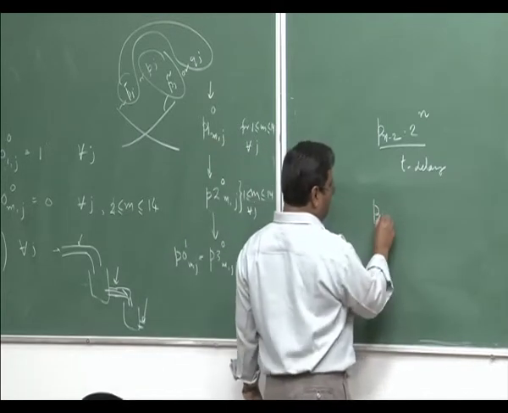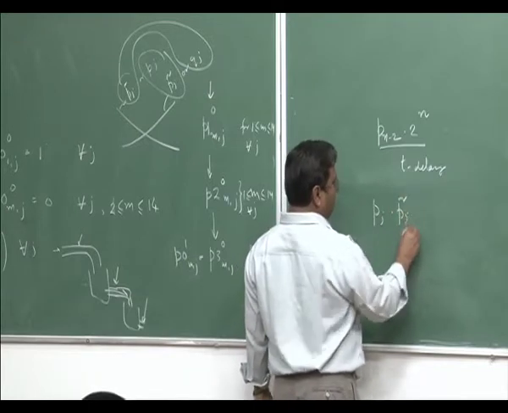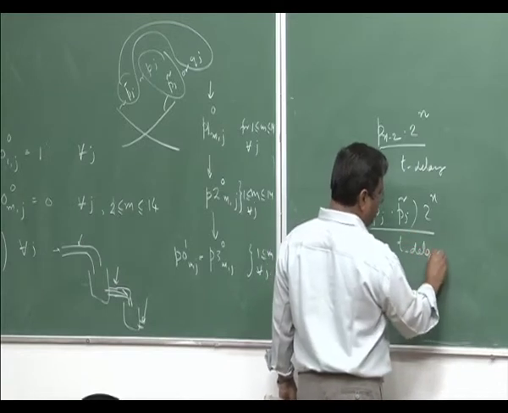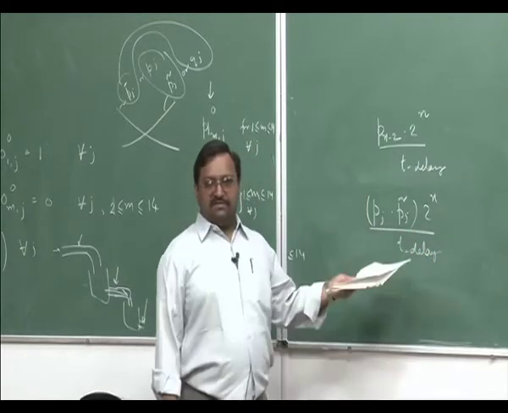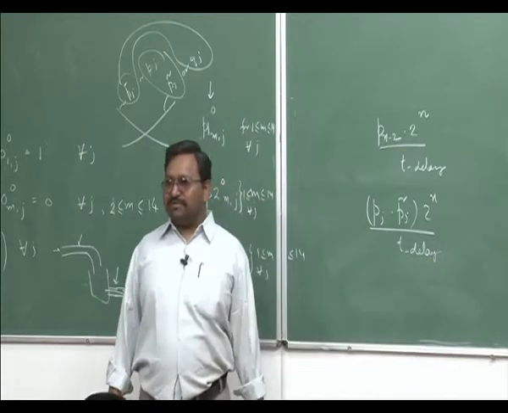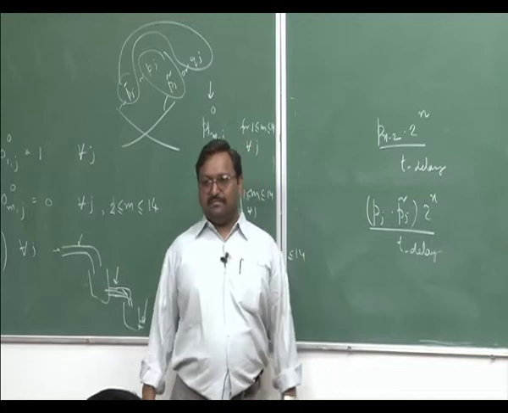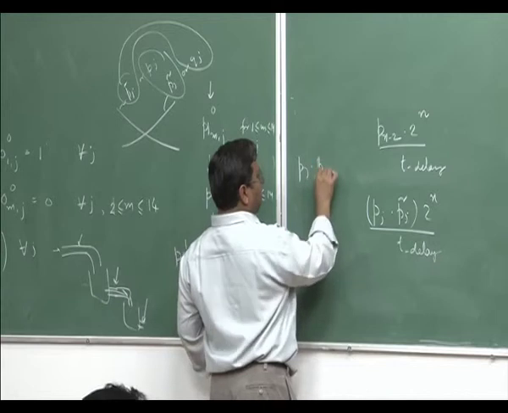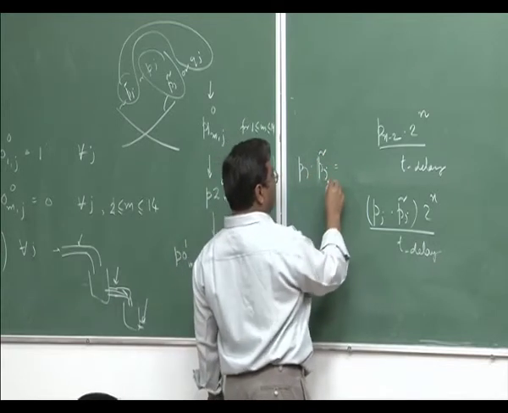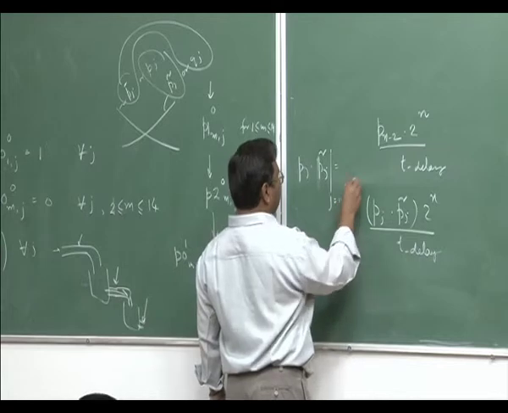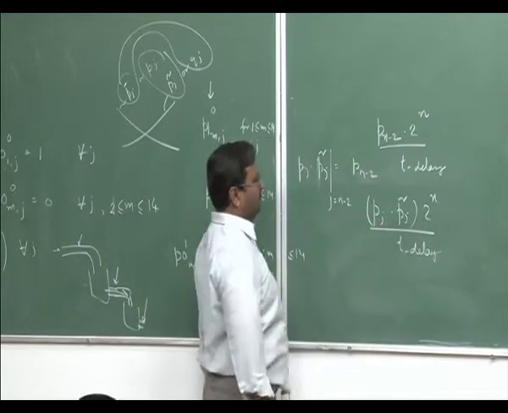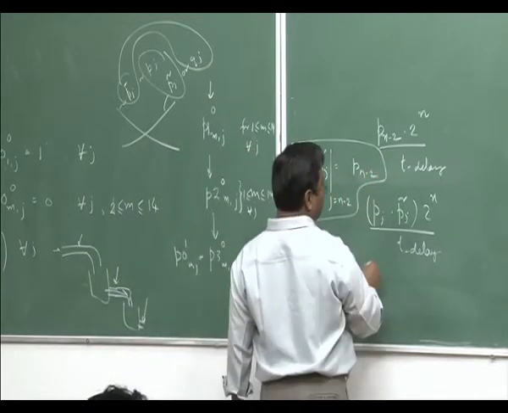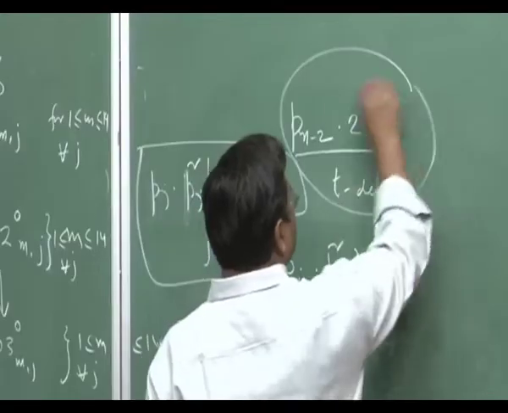Alternatively, if you want to put it in terms of j, under steady state condition, this will become independent. For all j's, this value will turn out to be the same because this is constant all across, and pj tilde, for j equal to n minus 2, is nothing but p of n minus 2. So this is what I am using, and this is what gives you the throughput performance.